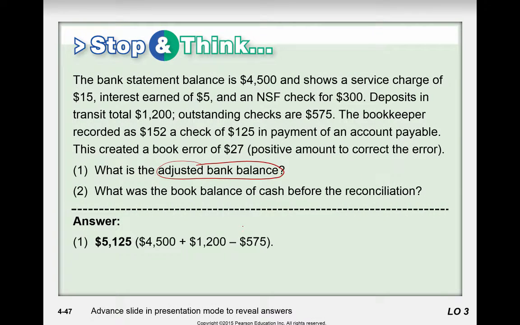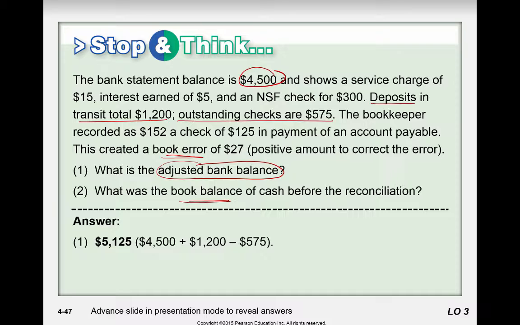So in this case, we're taking our bank balance statement here and we're adding to it our deposits in transit of $1,200 and our outstanding checks of $575. And you're going to see that we're not using the book balance's error, because this created a book error of $27. So that's why you don't add it here.